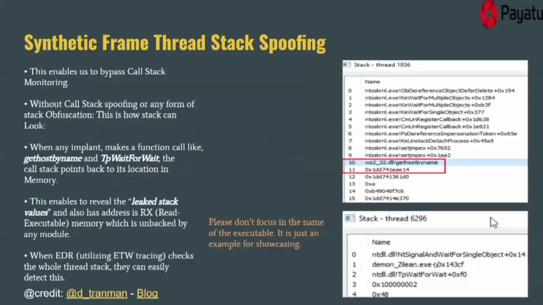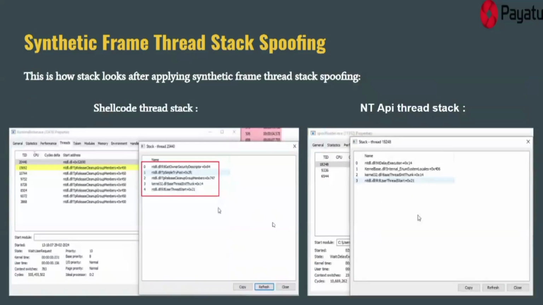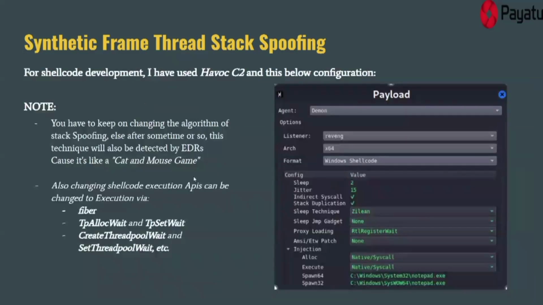So what we would be doing is, before, you can see here the last two frames were arbitrary leaked stack values. So we would be creating two fake frames which look like legitimate frames like this one, and we would be sticking that on the top of the stack. After that, it would look kind of like this. You can see here, this is the NT API thread stack, and it is pretty much a legitimate looking thread stack. And the shellcode thread stack looks kind of like this. You can see here, RtlUserThreadStart and BaseThreadInitThunk.